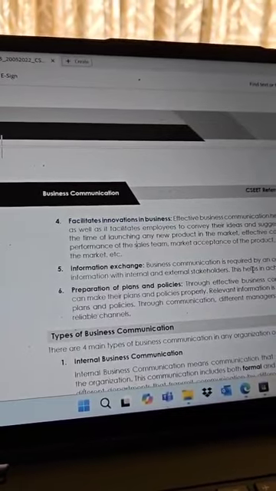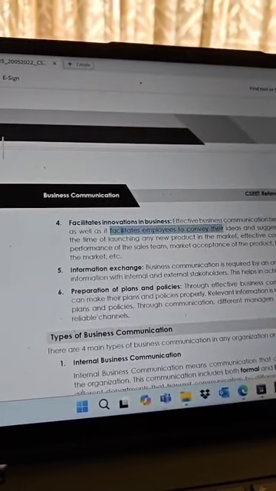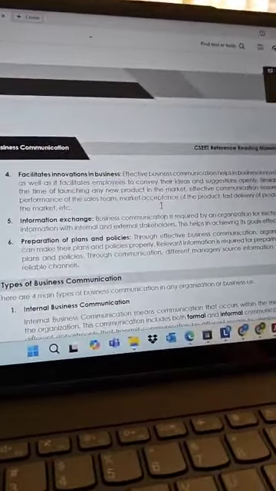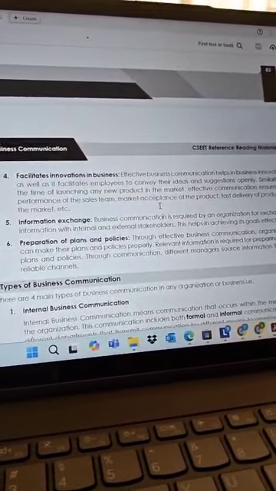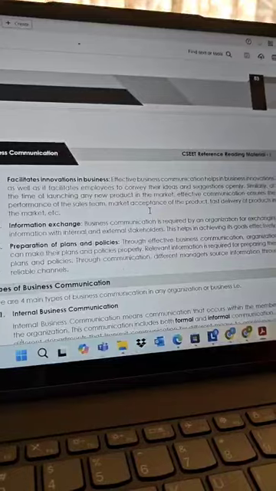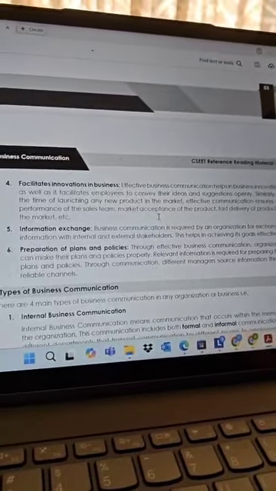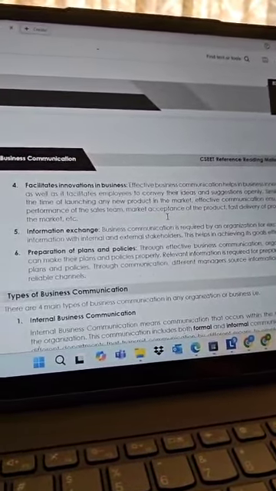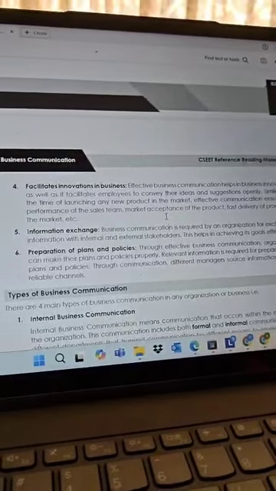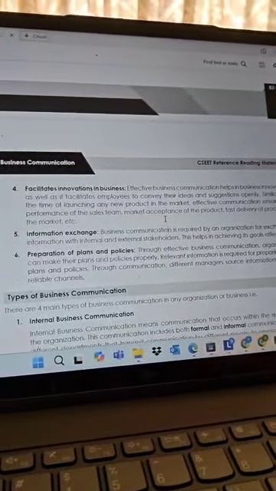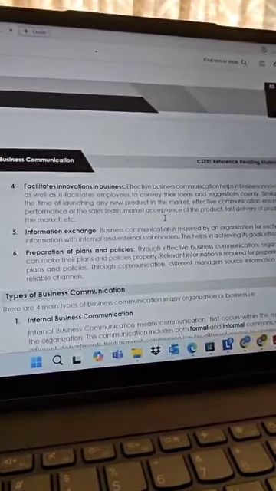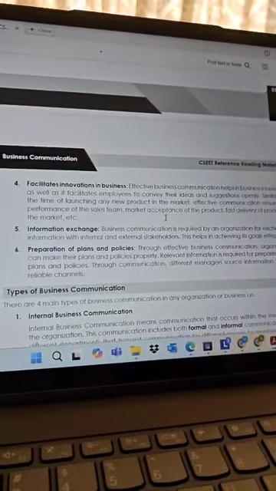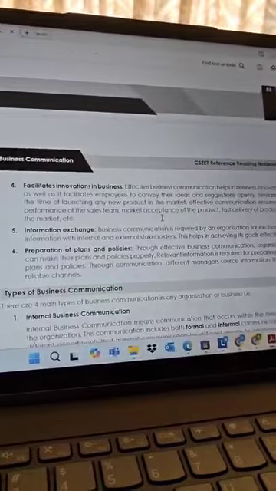Facilitates innovation in business. Effective communication can help in business innovations, as well as it facilitates employees to convey their ideas and suggestions openly. If I keep the environment in the office very open and free and friendly, it will give a free hand to the employees also to come up with solutions, to share their ideas openly without the fear of being judged, without the fear of being humiliated by the employer. So when you keep a friendly environment, people are encouraged to speak up, and you never know who comes up with what kind of a brilliant idea. So you should always encourage participation in talks and discussions, and this can happen only when the communication is proper and the environment of the office is free and friendly.